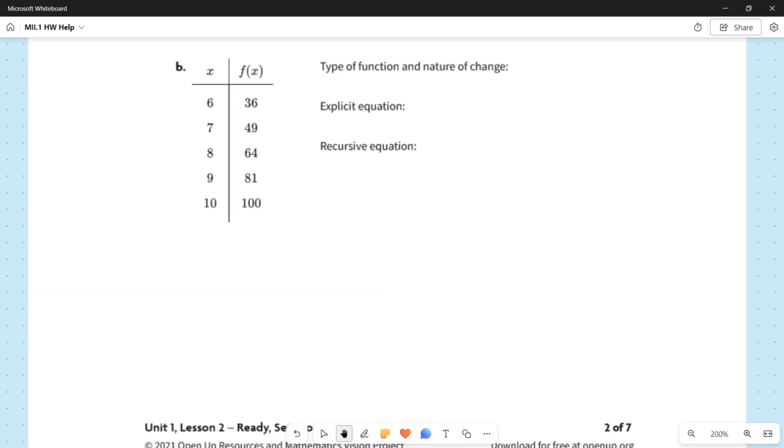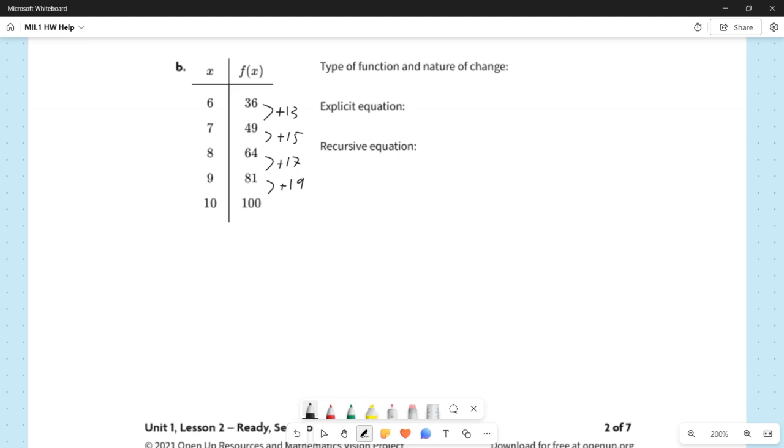And we have a table here on the left with a series of inputs that are x, a series of outputs that are f of x. And first thing we need to do is we need to figure out what type of function this is. So in order to figure out the type of function, we're going to want to look at the first differences. So going from 36 to 49, we're going to add 13. Going from 49 to 64, we add 15. 64 to 81, we add 17, and 81 to 100, we add 19.